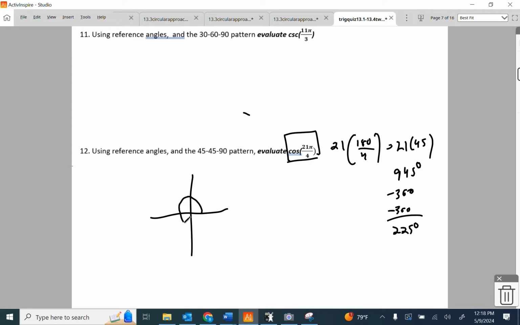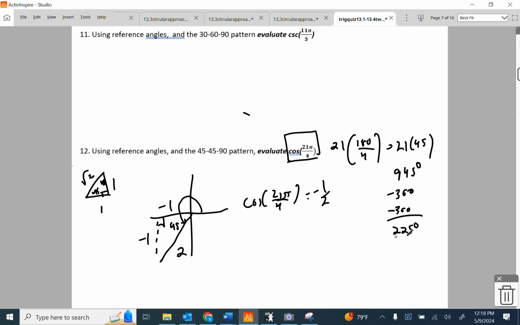225 degrees. We'll rotate into quadrant 3 with a 45-degree reference angle. I imagine a triangle. I think about a pattern that I've been taught on 45, 45, 90s. It looks like that. 1, 1, root 2. Down 1, back 1. I want the cosine ratio, so adjacent over hypotenuse. The cosine of 21 pi over 4 must be negative 1 over 2.